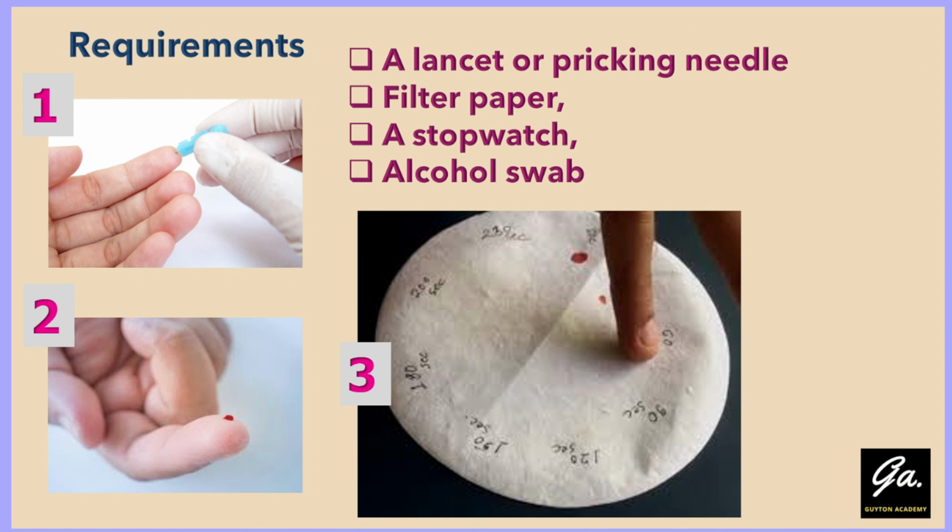I will briefly explain the procedure. First of all, you have to mark the timing on the filter paper like 30 seconds, 60 seconds, 90 seconds and so on with a gap of 30 seconds. After that, clean your skin with the alcohol swab and prick your finger. And just after that, touch your finger on the filter paper, for example, at 30 seconds and then at 60 seconds and after 30 seconds at 90 seconds, and continue until there is no bleeding or no stain on the filter paper. This will give you the bleeding time.